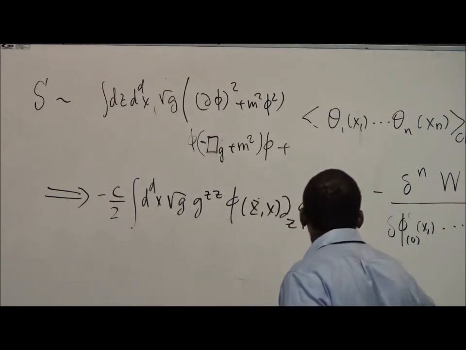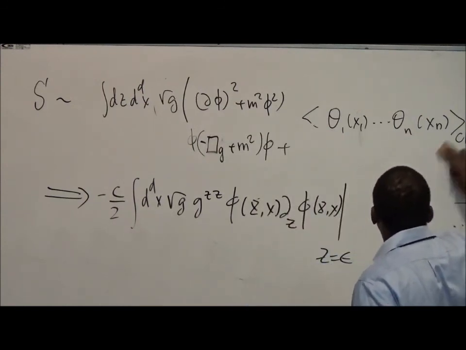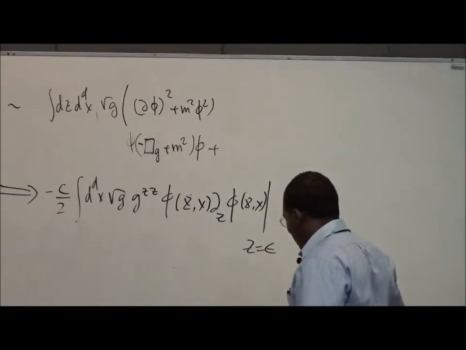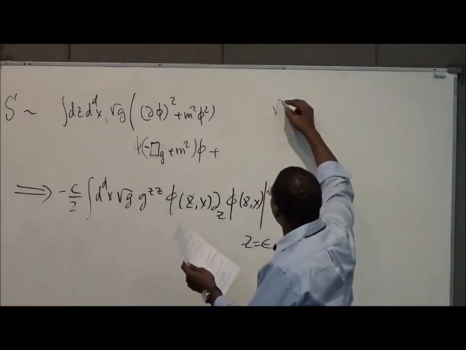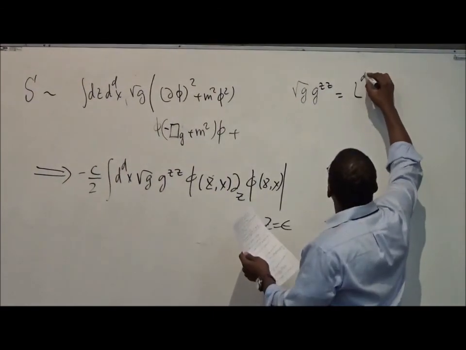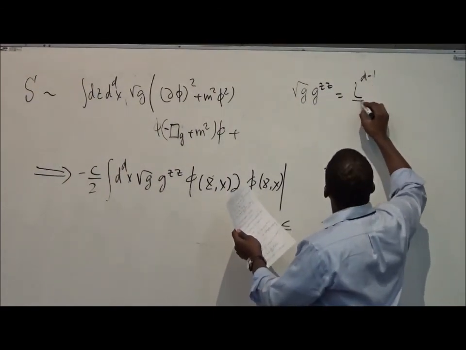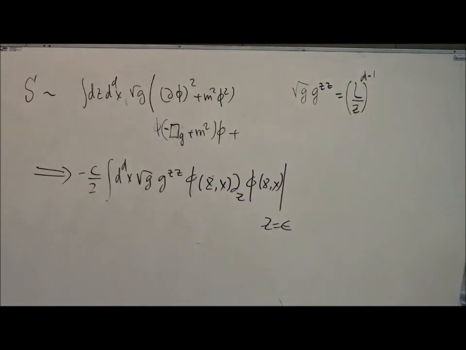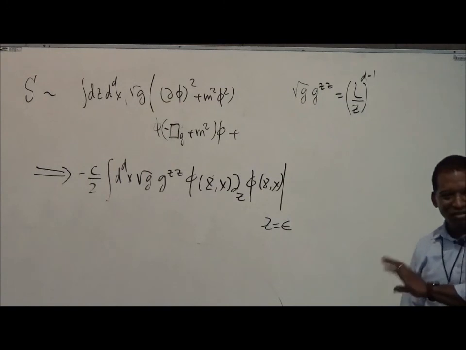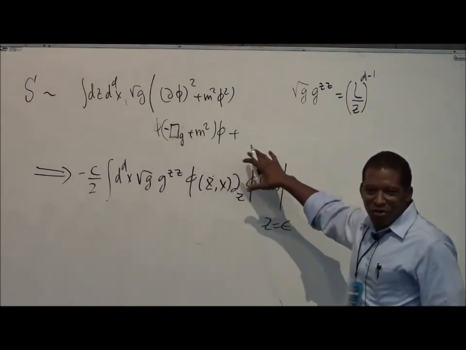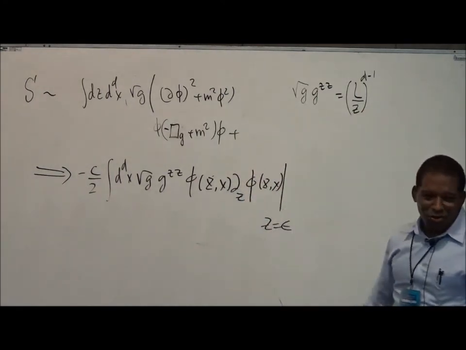Okay, now subtleties are starting to come in. Let me just write this expression. The square root of g times g^{zz} is essentially L to the d minus 1 over z. So if I put z equals 0, I will get a divergence. That is good, because we expect that if you are dealing honestly with the field theory, we should have some divergences. Now, there are fancy ways to deal with these divergences. They are called holographic renormalization.